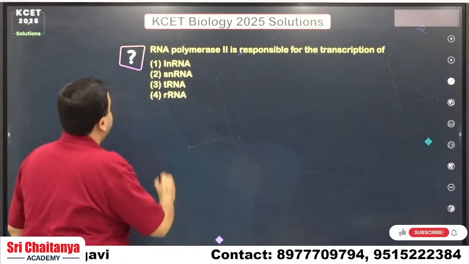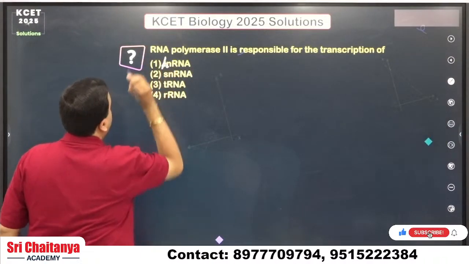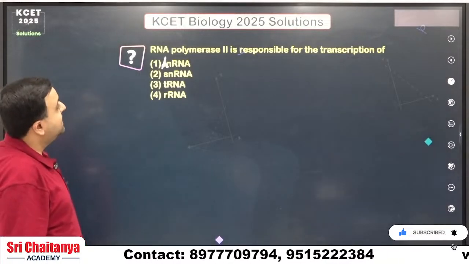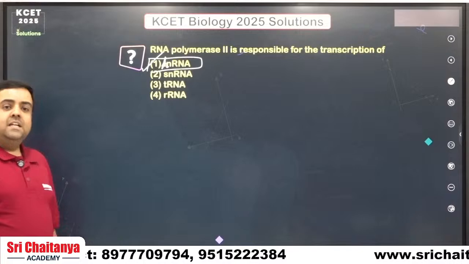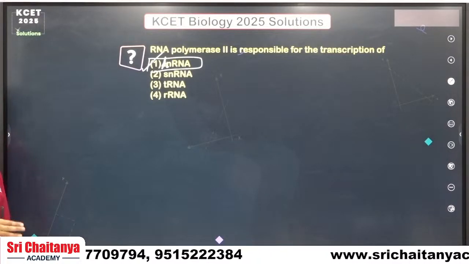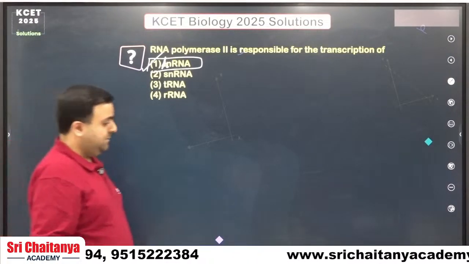Next, RNA polymerase. RNA polymerase 2 is responsible for the transcription of hnRNA, option number 1. This is the primary transcript of the mRNA in a eukaryotic cell.